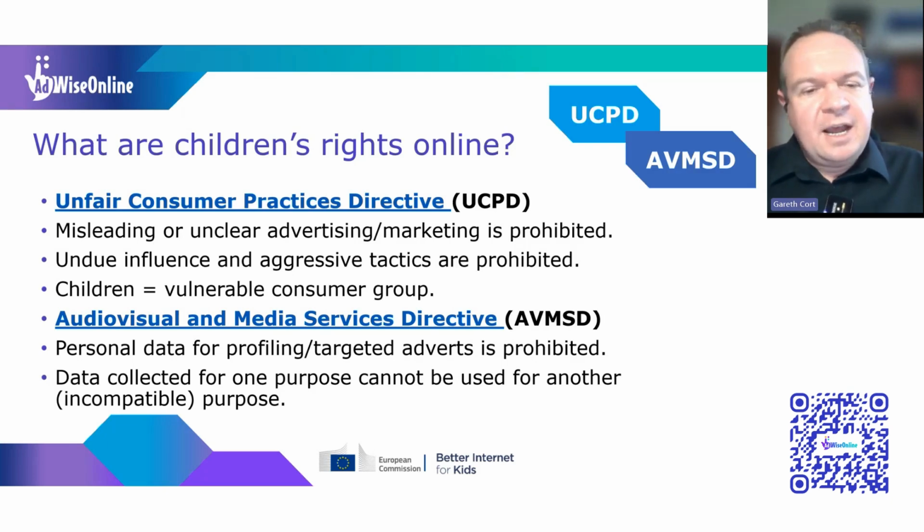And under the AVMSD, useful to know that personal data for profiling and targeted advertising is prohibited, and that feeds back into things that you saw in the Digital Services Act. But also important for companies to know that if they're collecting data about a child for one purpose, say for example to establish what age they are in order to provide safety features within that game or service to make it safer, because you've collected that data about their age, you are prohibited from using the same data for a different incompatible purpose, like, for example, showing adverts for products that may be suitable or desirable for that particular age. So if you know that a child is 14, you can't then use that data to try and target advertising to things that 14-year-olds may want to buy.